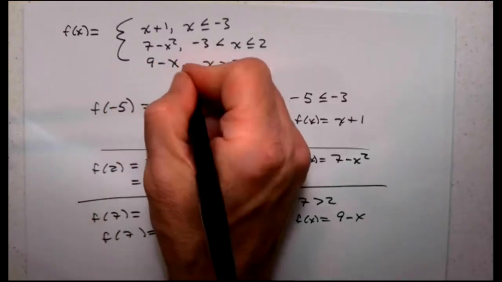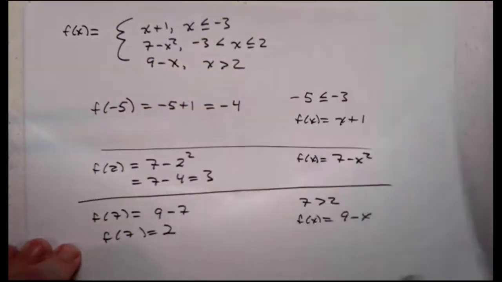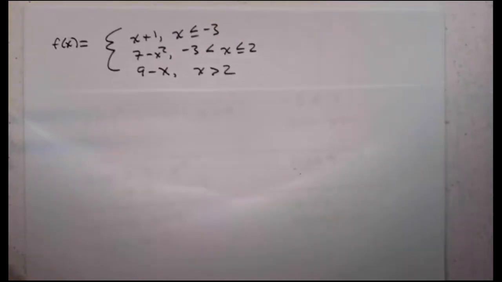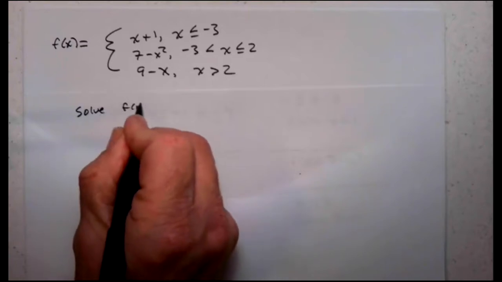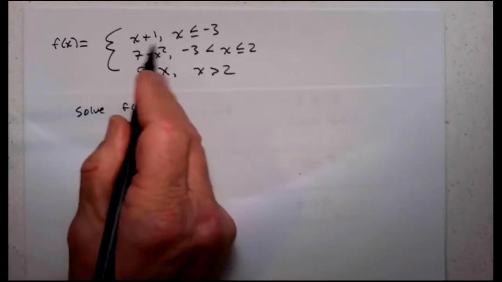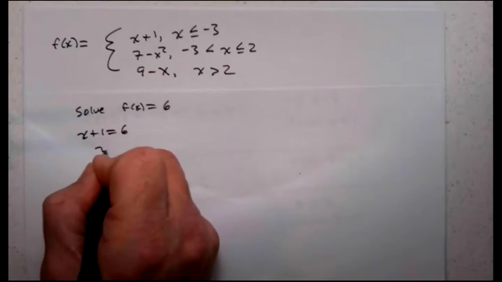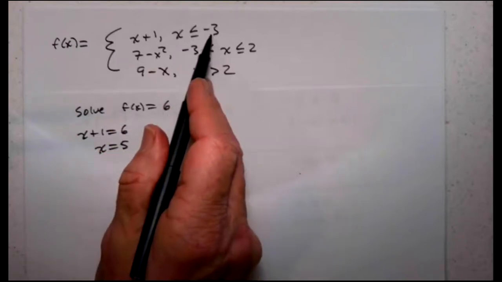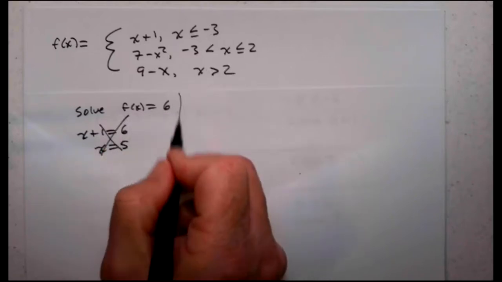But I want to finish off with solving f of x equals 6. Now, how do I do that? f of x equals 6. Well, how about if the first part was 6? What if x plus 1 was 6? If that was the case, x would have to be 5. But if x is 5, I'm not on that branch. If x is 5, I'm on the third branch. So no, that's a no-go.